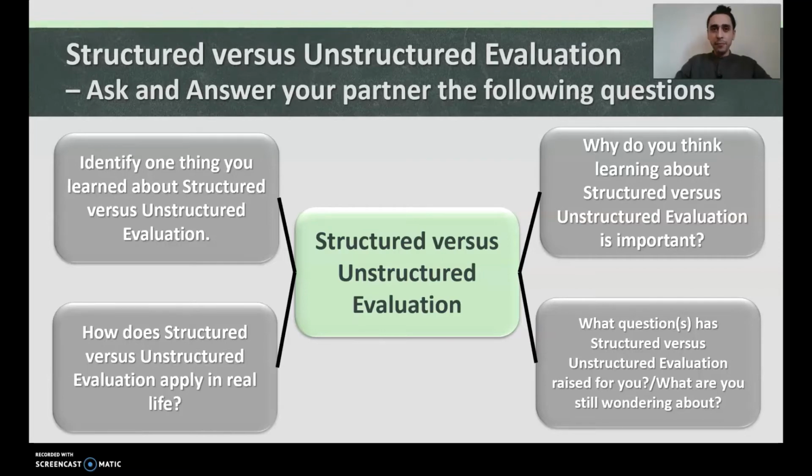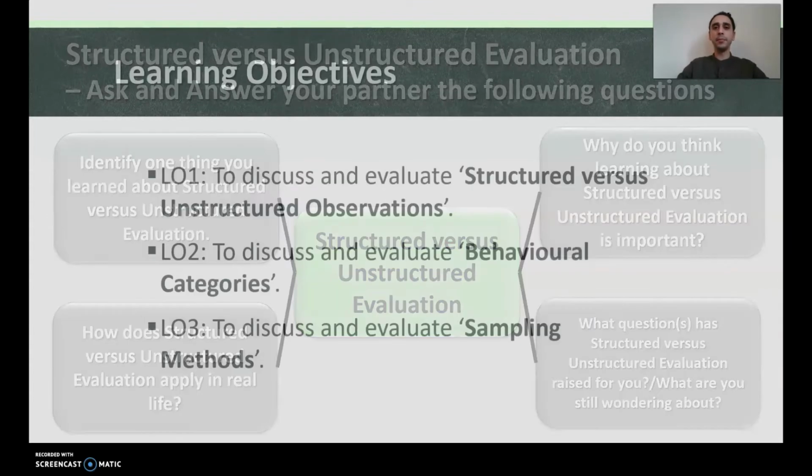Identify one thing you just learned about structured versus unstructured observations evaluation. Why do you think learning about structured versus unstructured evaluation is important? And how does it apply in real life? If you have any further questions, let me know, write them down, and I'll be happy to answer them.